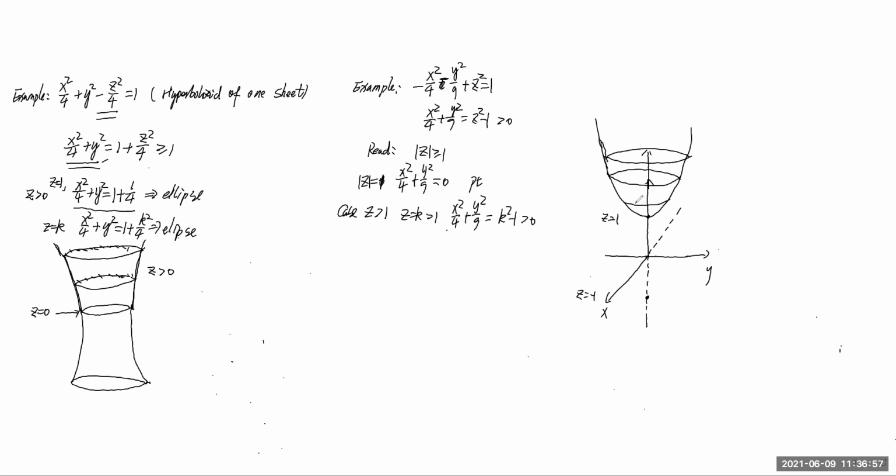Right? So this is for z is greater than the same, doesn't change at all, right? It's the same equation because if z is negative, because there is a squared, the negative disappears. And then you can draw a picture in the same way.